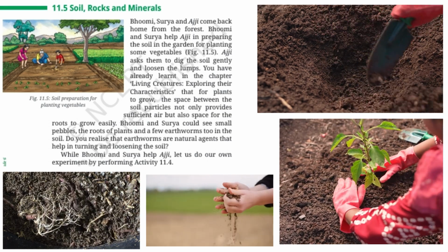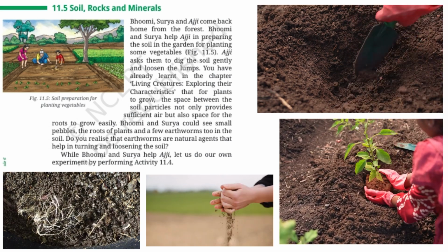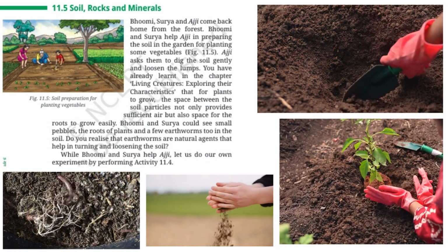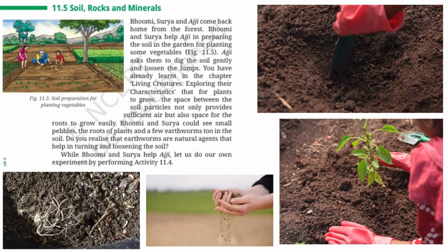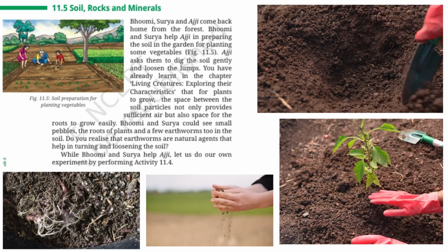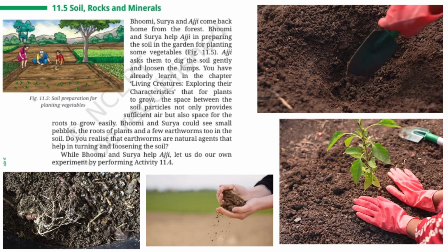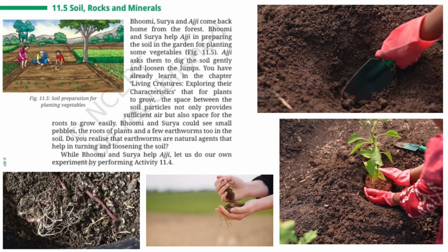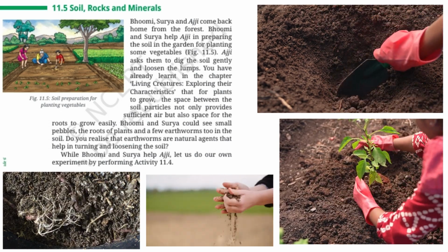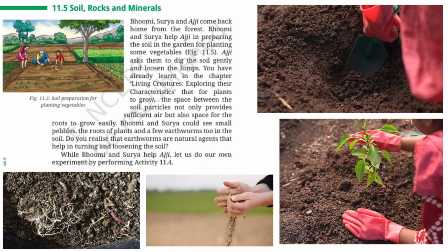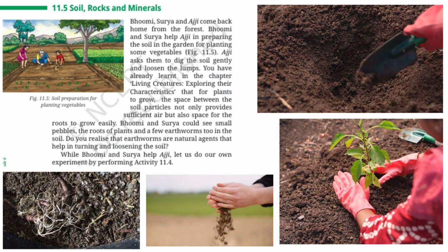Do you realize the earthworms are natural agents that help in turning and loosening the soil? How does the earthworm help in loosening the soil? The earthworms loosen the soil by burrowing, and through that pathway they mix organic matter with the minerals. Earthworms eat decaying organic matter like leaves and grass, mixing it with the soil as they burrow, which improves the soil fertility.